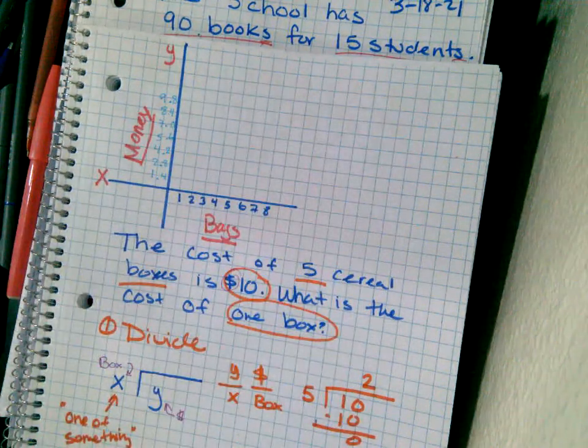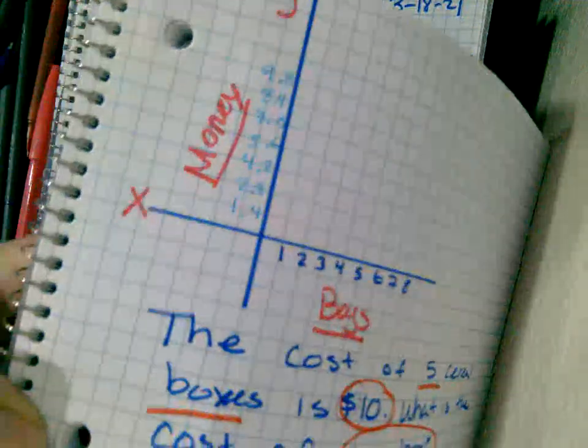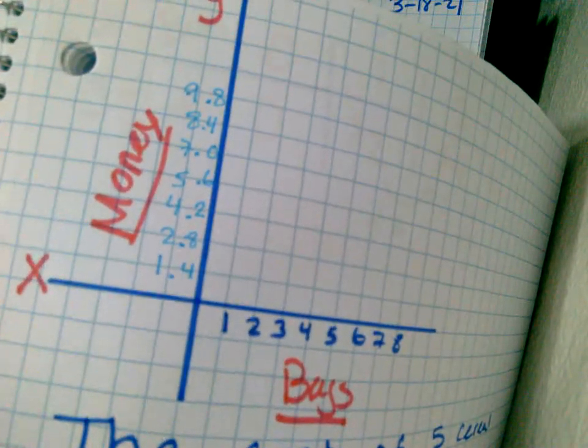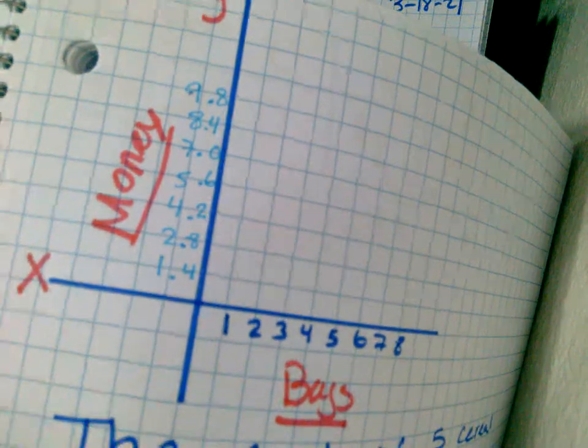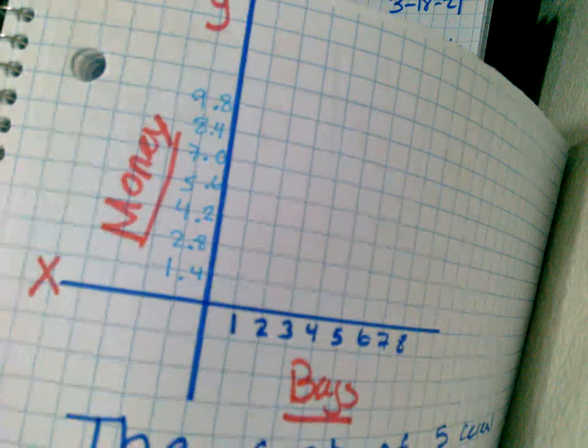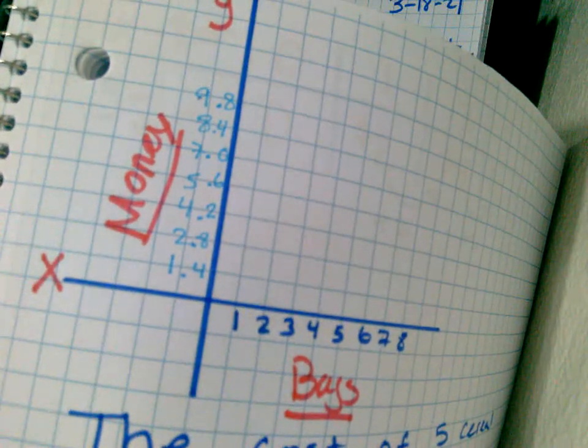Okay. What did I do there? In a very bad color, I just went up by 1.4, 1.4. I just kept adding 1.4, kind of like we did on our table. We just added by 1.4. Same thing here, adding by 1.4, adding by 1.4.